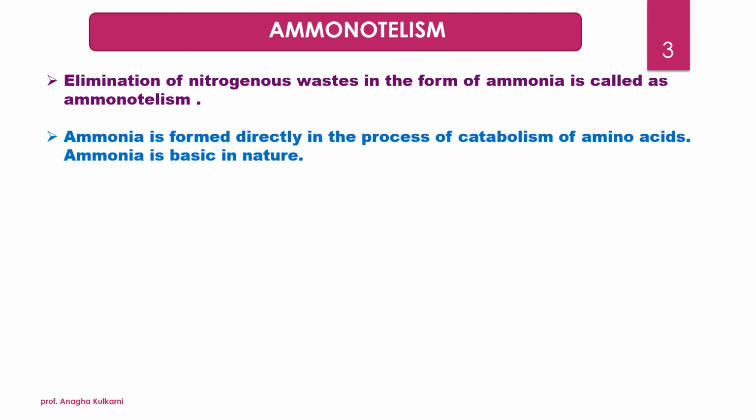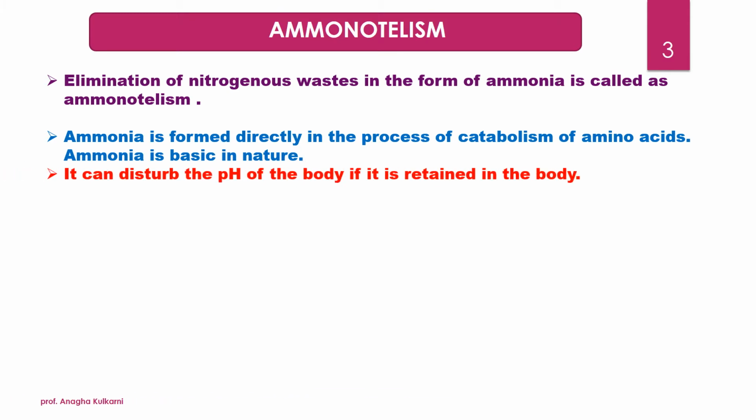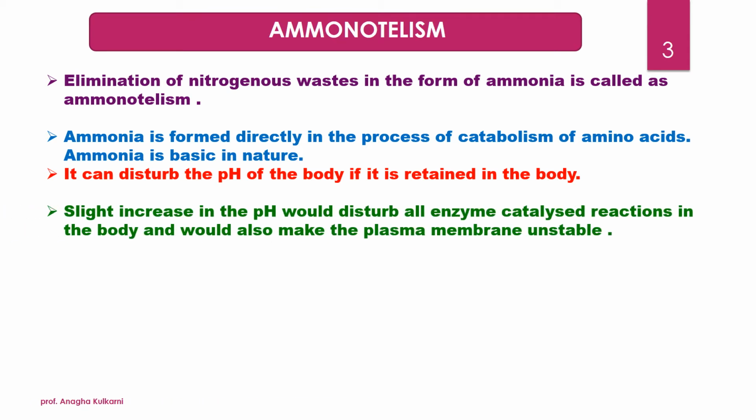Ammonia is formed directly in the process of catabolism of amino acids and it is basic in nature. So, if ammonia gets accumulated, it can disturb the pH of the body. A slight increase in the pH would disturb all enzyme catalyzed reactions in the body and would also make the plasma membrane unstable. Friends, let's understand what exactly this statement means.